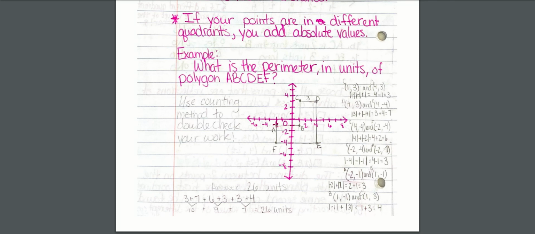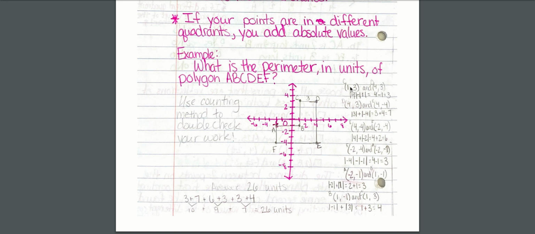So what is the perimeter in units of polygon A, B, C, D, E, and F? And as you can see here, this has 1, 2, 3, 4, 5, 6 sides, okay? So you know for a fact that this is a polygon. Okay, you can use the counting method to double check your work if you would like to count how many spaces there are, assuming this was a coordinate plane right here. Okay, so let's take a look at what we do in order to solve this question.